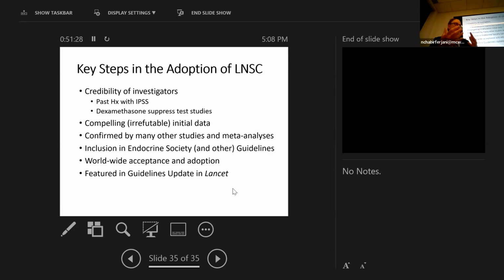But then when other people started publishing and validating what we had seen, I got more and more confident. And certainly by the time we sat down to do the guidelines, I was very confident that this was a valuable resource and tool for the diagnosis of Cushing's. And fortunately, we got it in the guidelines. And I think that was a key step, and it's what led to worldwide acceptance.